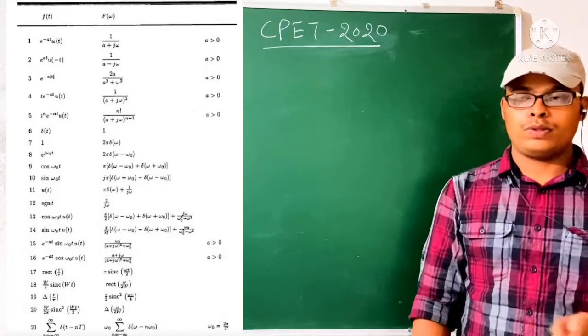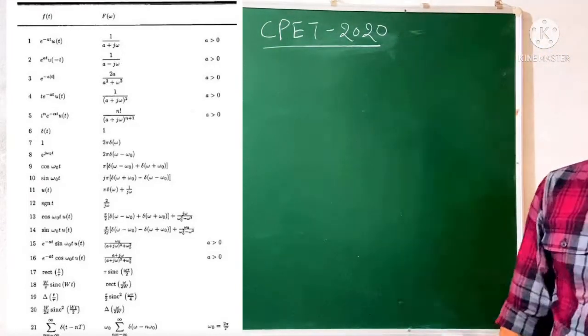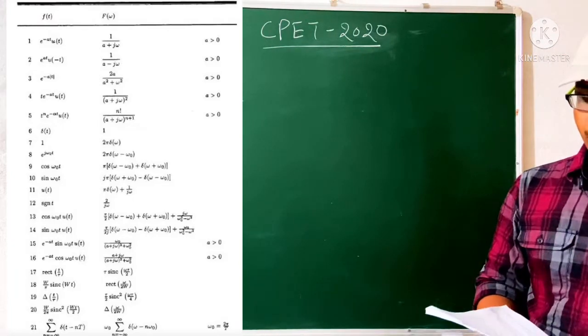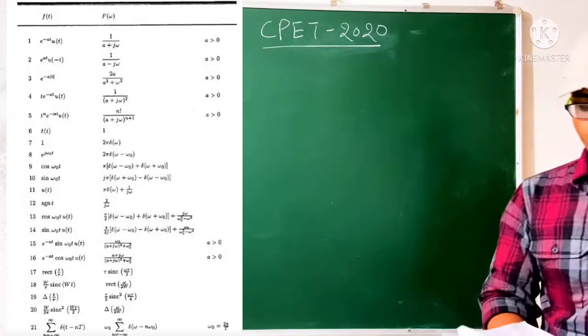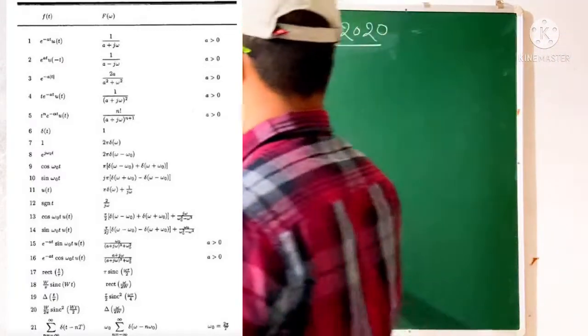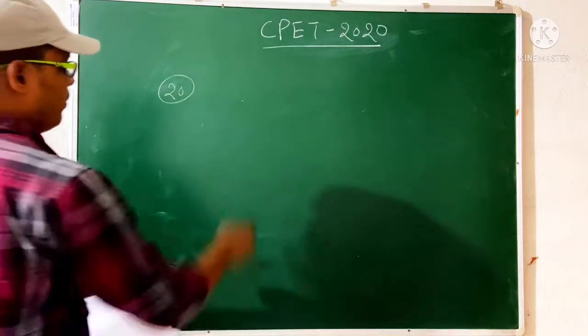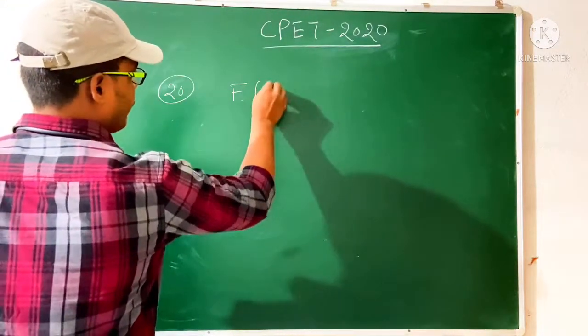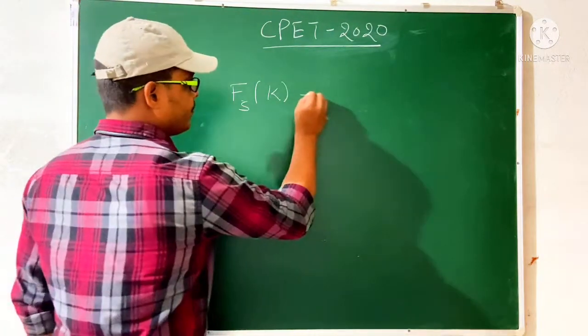I have given it, look at your desktop. Look on the screen, the Fourier transform formula is given. So try to remember everything and the properties of the Fourier transform. One property given here is that when we take the Fourier transform, we call it F(k) or F_s(k), we can call it the Fourier transform.